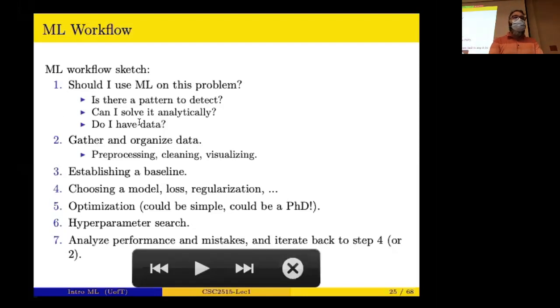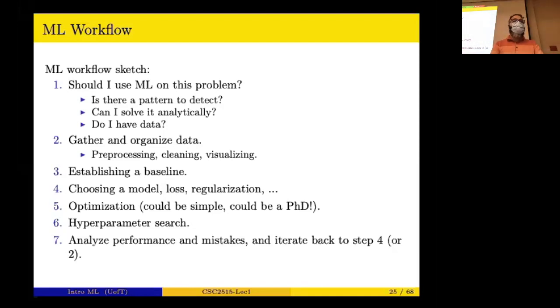The other question is whether you have data or not. And if you don't have data, there's no point in using machine learning algorithms. After you determine that you need to use machine learning, you need to gather and organize data: gather your data, frame it, pre-process it, visualize it, look at your data. Visualization is very important because sometimes by just visualizing your data and seeing the relation between different variables, you get a lot of insight about what kind of problem it is, even before applying any machine learning methods.